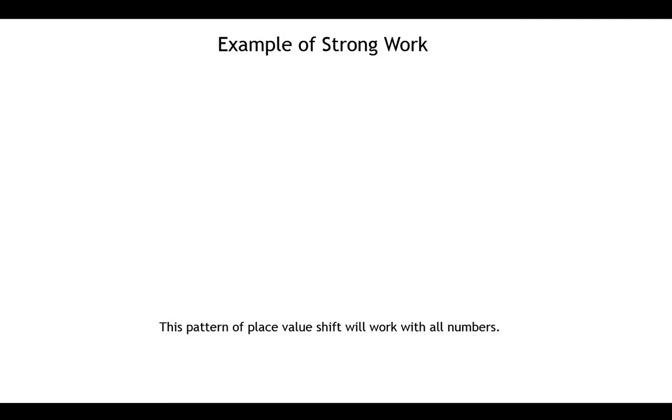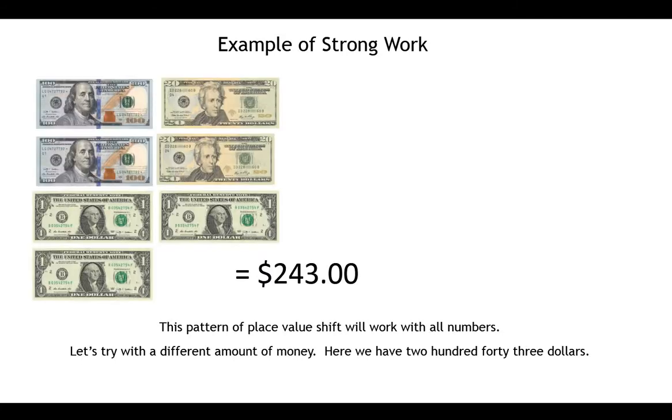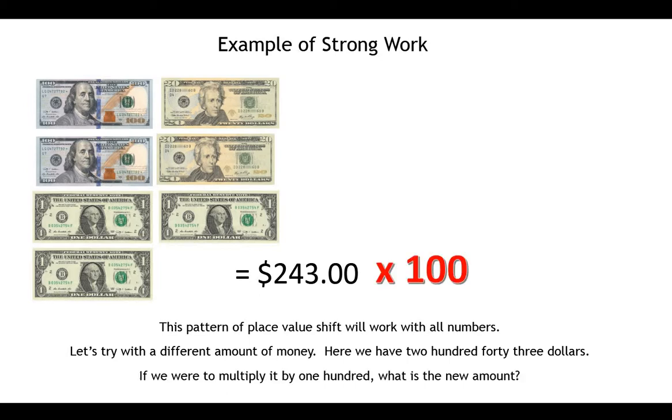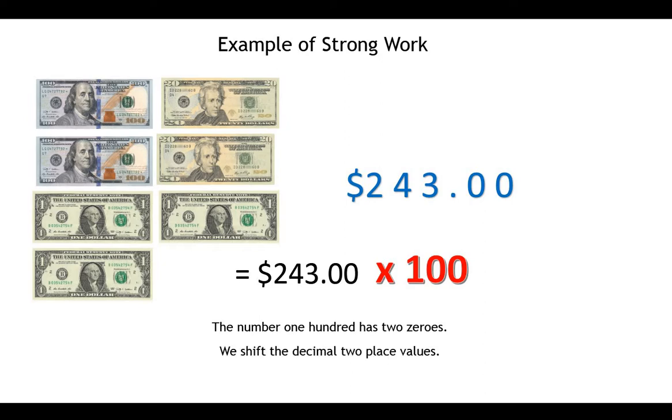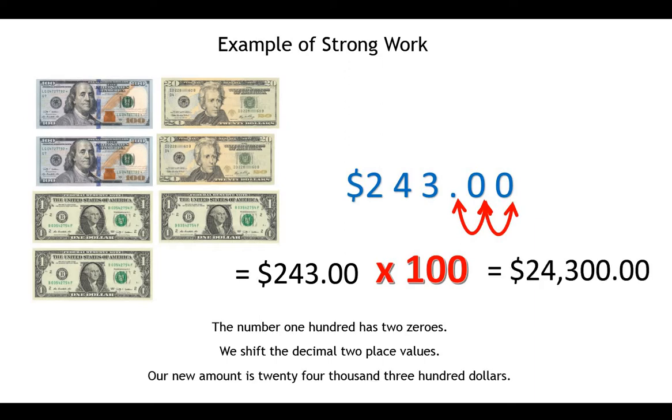This pattern of place value shift will work with all numbers. Let's try with a different amount of money. Here we have $243. If we were to multiply it by 100, what is the new amount? The number 100 has 2 zeros. We shift the decimal 2 place values. Our new amount is $24,300.